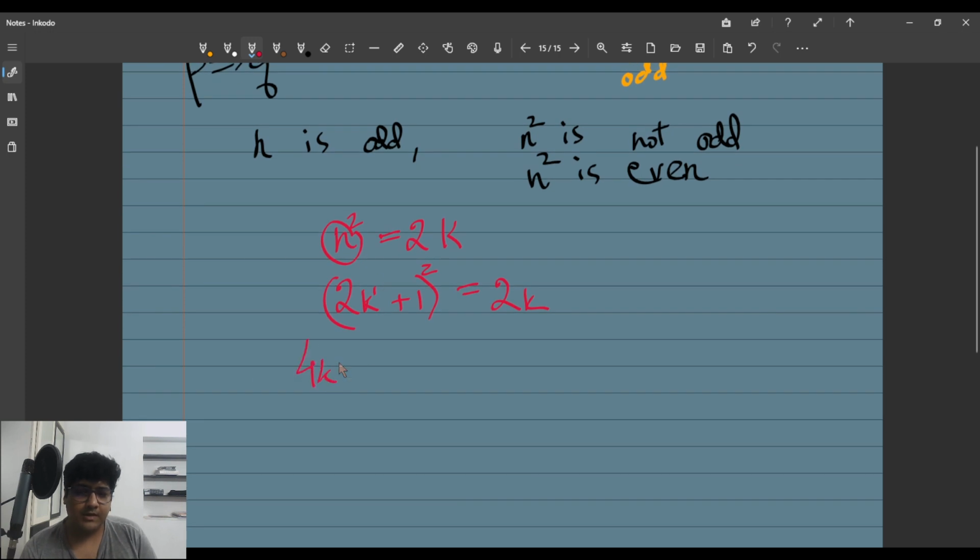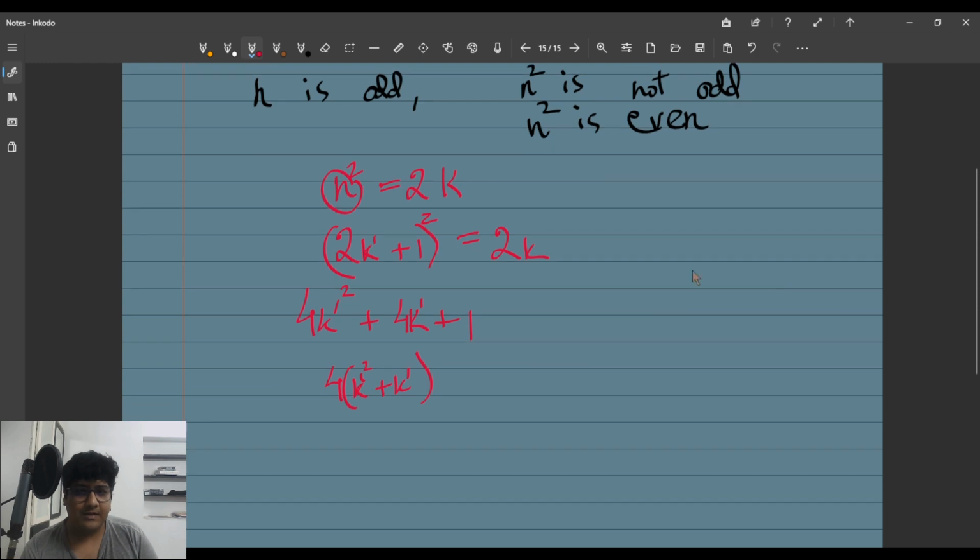So this is actually 4k dash squared plus 4k dash plus 1, which is actually 4 times some k dash square, anything 4 times something of the first two. I have taken 4 common from the first two expressions, so let us just write it down. 4 times k dash square plus k dash, I shouldn't rush ahead, and plus 1. Can it be equal to 2k?